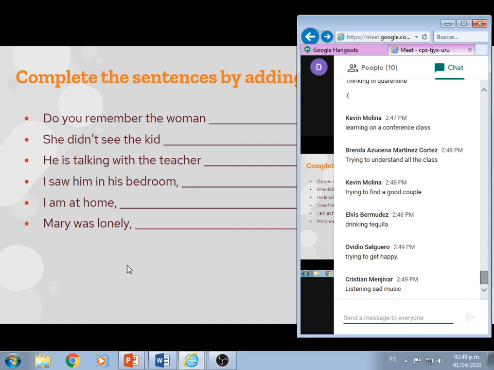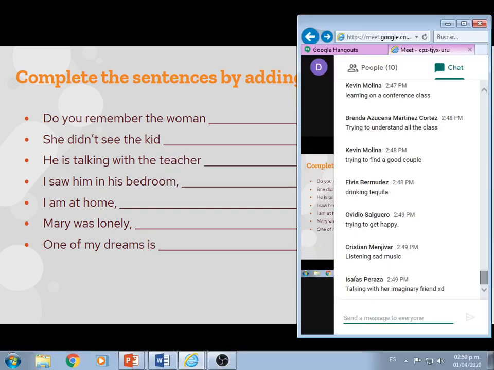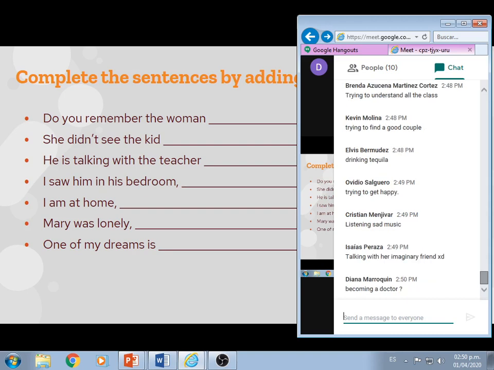Okay. So well, let's move on to the last one, guys. If you remember, the last one was about using gerunds to talk about activities. Now let's move on to the following. It says, in the case of Isaias, Mary was lonely, talking with her imaginary friend. Oh goodness. Yeah, but at least it's not like the movie about that guy who saw dead people. Yeah. Okay. Now let's move on, guys.